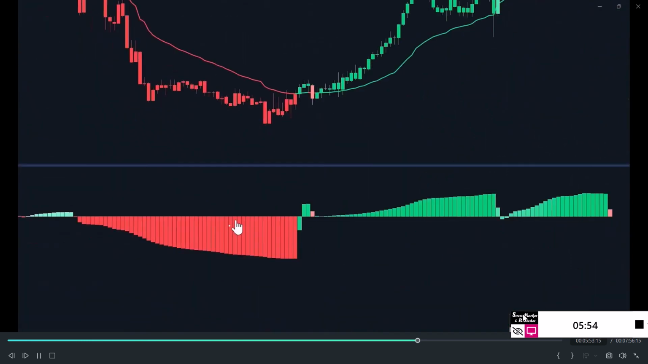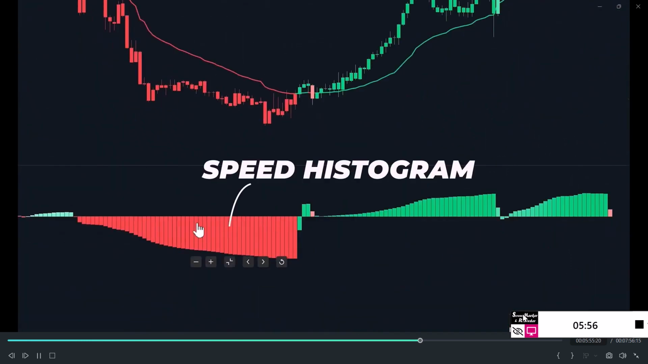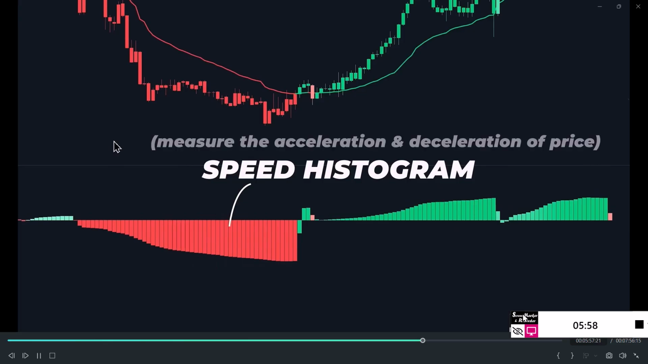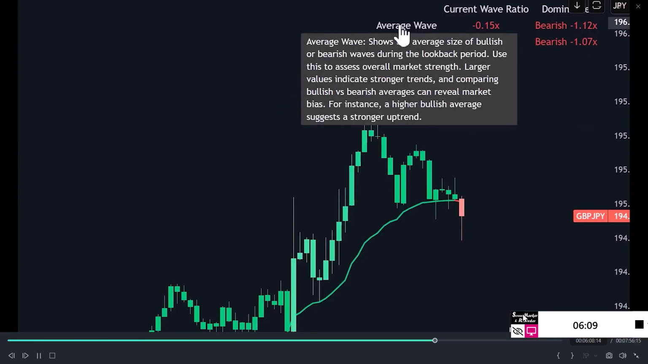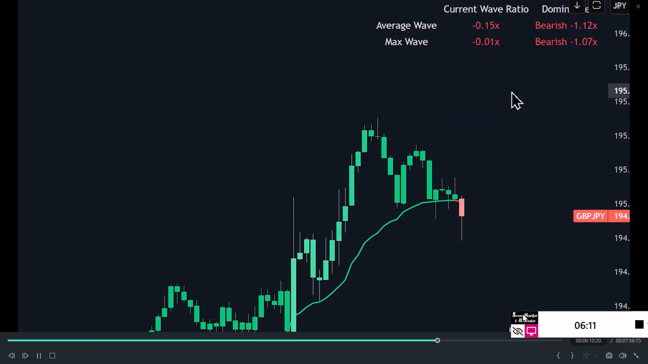Then, down at the bottom of your chart, you'll see the speed histogram. This is like the engine room of the indicator, and it's there to measure the acceleration and deceleration of price, supposedly in real time. And the third main piece is the information table, which you can toggle on or off in the settings. This table gives you some precise measurements, comparing the current market's wave-like movements to historical patterns.